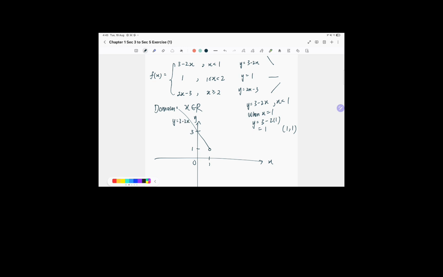Then go to the second graph here. This one, a horizontal line between 1 to 2. So it can be equal to 1. So this value here, I'm going to draw a solid circle to the right, and then an empty circle, then 2. So this is y equal to 1. The second part of the graph.